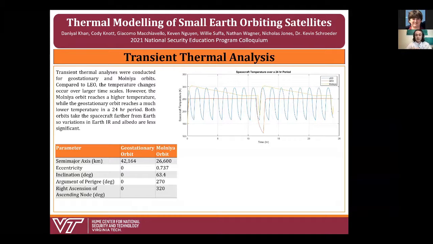The temperature fluctuation for low Earth orbit happens much more frequently, but for the Molniya and geostationary orbit, the fluctuations happen over a much greater span of time. And for the geostationary and Molniya orbit, it also reaches much more drastic temperatures, the Molniya reaching roughly around 300 Kelvin at points, and the geostationary dropping to roughly 110 Kelvin. So keeping track of these maximum and minimum achieved temperatures, as well as the rate at which the temperatures change, is vital in the development of the onboard systems and the structural design of the satellite as a whole.